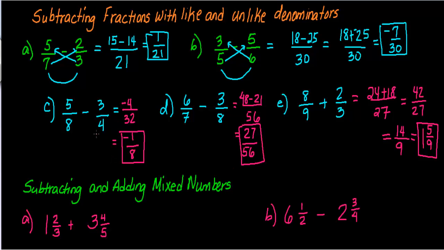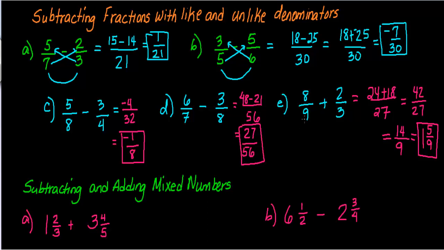Here are the answers. For letter C, you should have gotten negative 1 over 8. We multiplied the denominators, you get a 32, and when you cross multiply 20 minus 24, that gives you negative 4, and we can reduce this fraction by dividing by 4 in the numerator and the denominator. For letter D, the denominator is multiplying 7 times 8, which is 56. And then we cross multiply 8 times 6 is 48, and 7 times 3 is 21. And 48 minus 21 is 27 over 56.